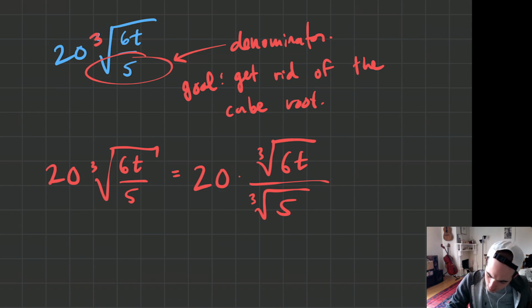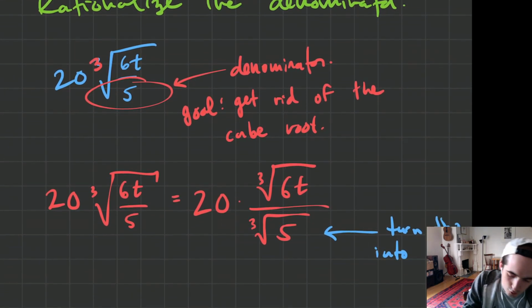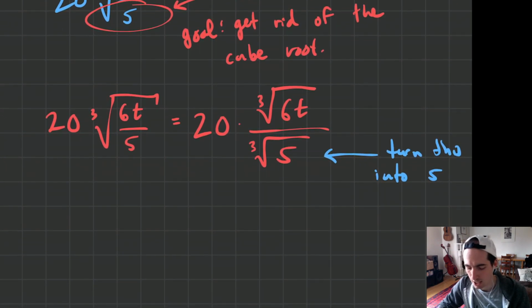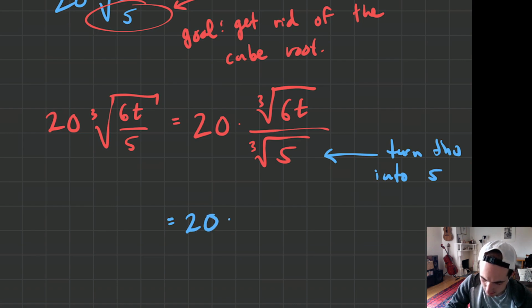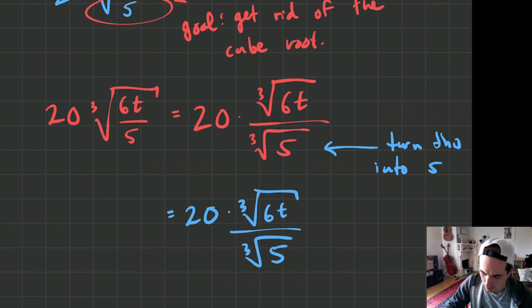So I want to turn this into 5, not the cube root of 5, just 5. That's what I mean when I want to rationalize the denominator, because the cube root of 5 is an irrational number. So we want to turn the denominator into something rational. I'm going to write it out one more time, but this time I'll be multiplying some stuff. So I've got 6t, and I've got the cube root of 5, and I've got to multiply some stuff.